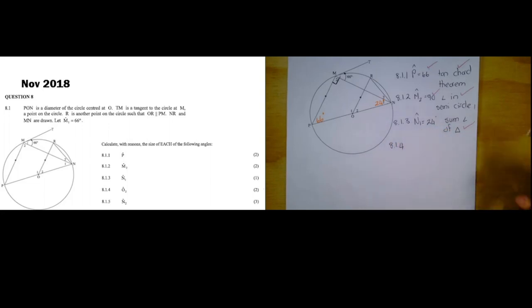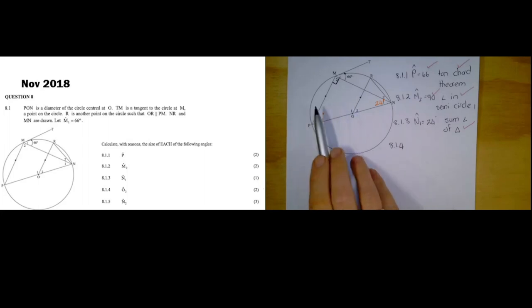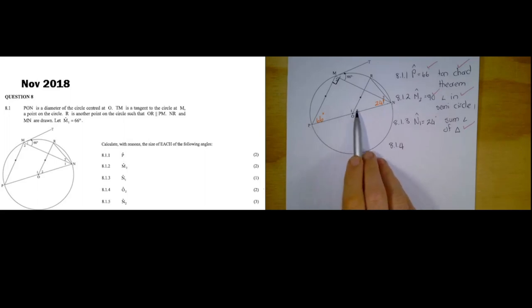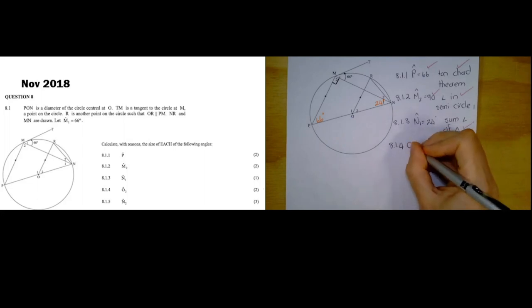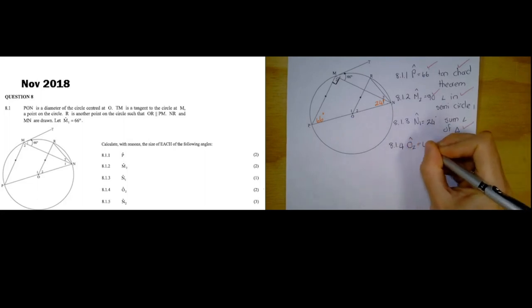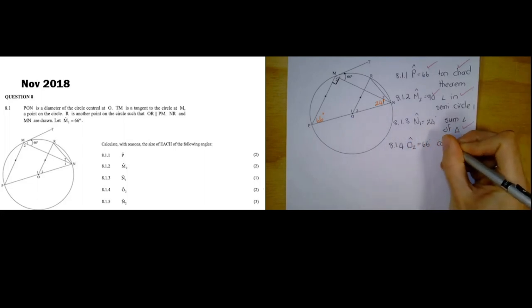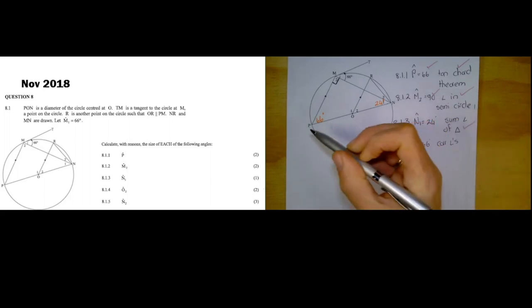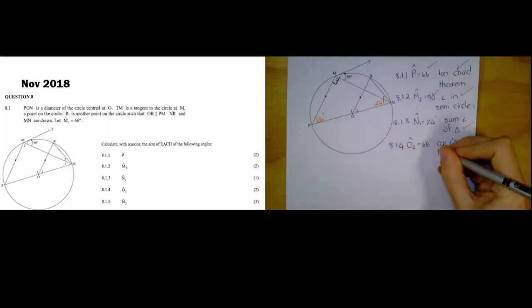8.1.4. They are now looking for angle O2. O2 is at the center, but immediately I should notice my parallel lines. I've got that 66, which means I can get O2 because they are corresponding angles. So angle O2 would also be 66. Why? Corresponding angles. Please remember to name the parallel lines.